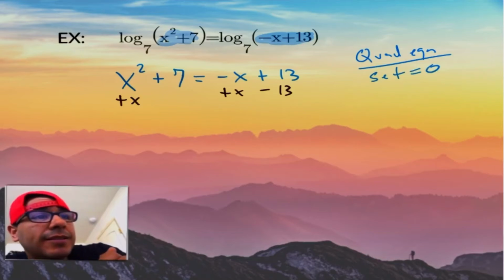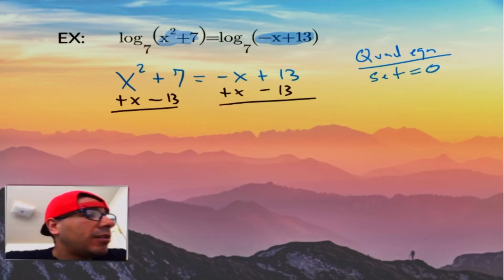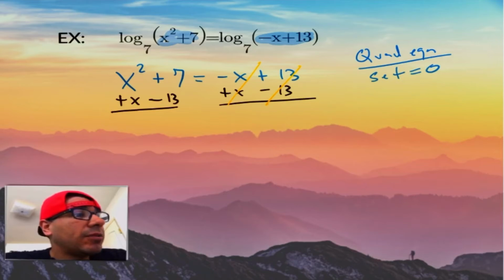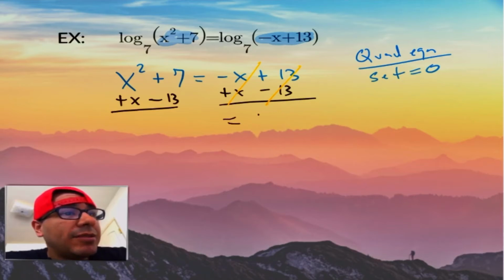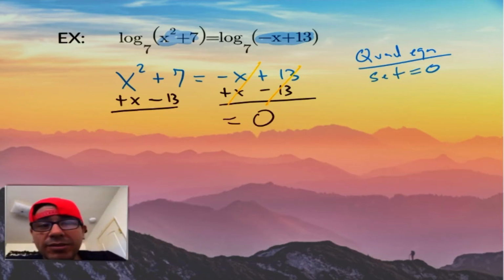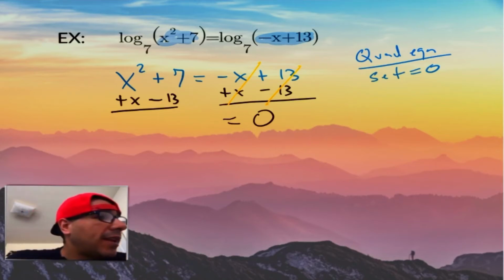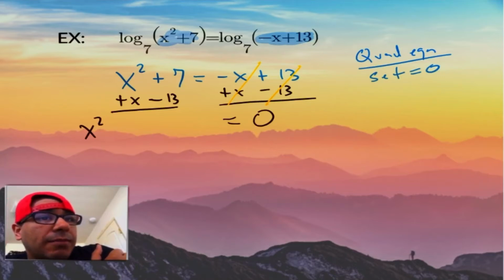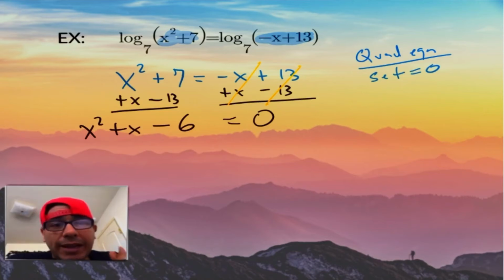Plus x and minus 13. All right, so we moved all our x. So notice on our left hand side, these cancel and everything's equal to 0. So one side is equal to 0, just like we want. And on our left-hand side here, we're left with x squared plus x minus 6 once we combine our like terms.